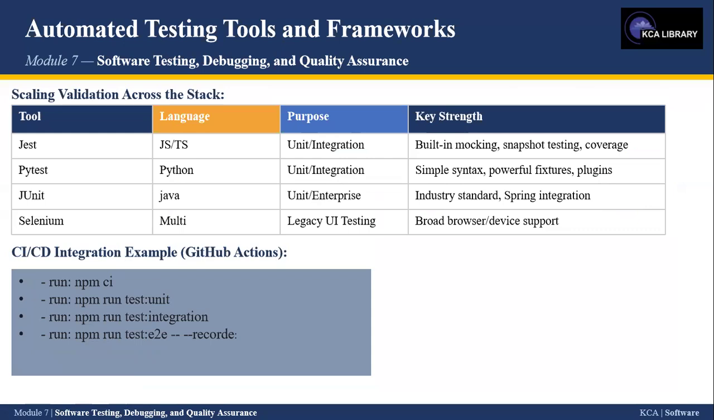Automation is essential for modern QA. Key tools cover unit, integration, UI, E2E, accessibility, and performance. CI/CD integration with GitHub Actions: automated suites run on every commit, catching issues before production.